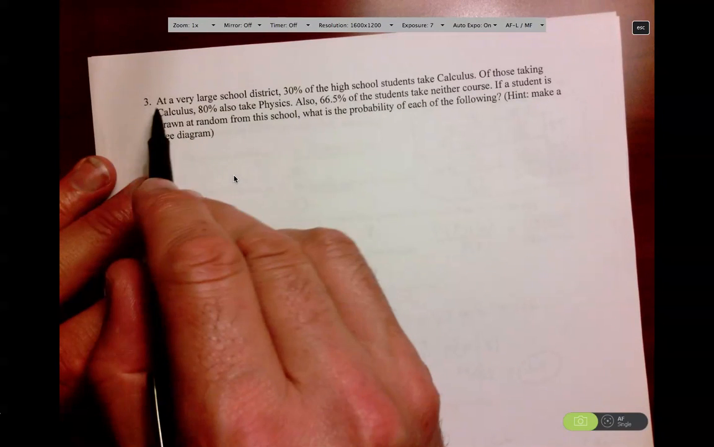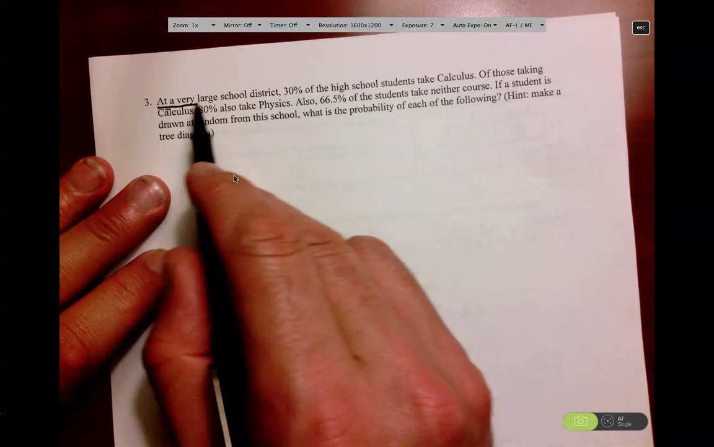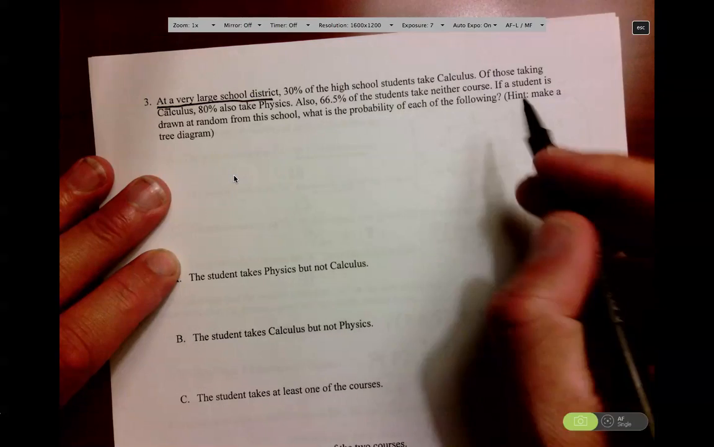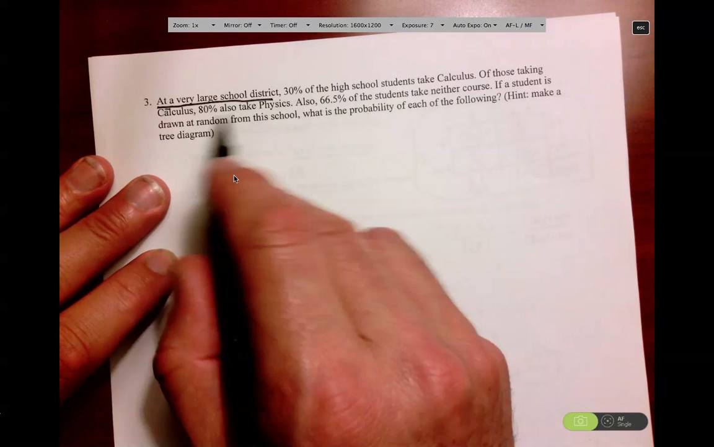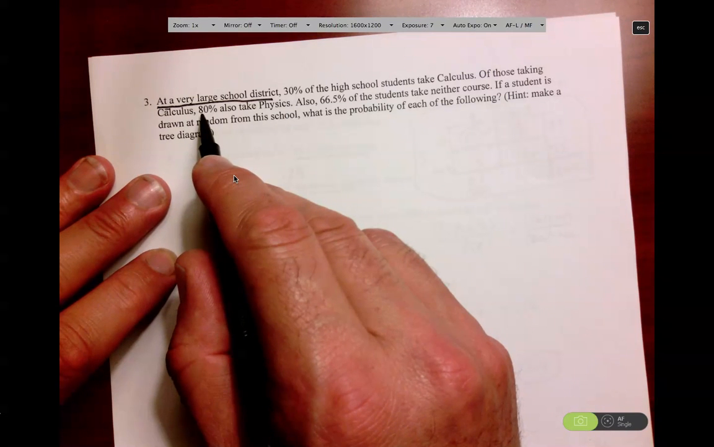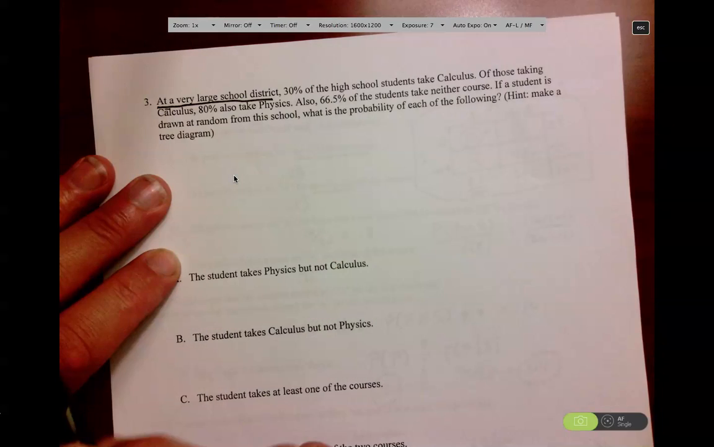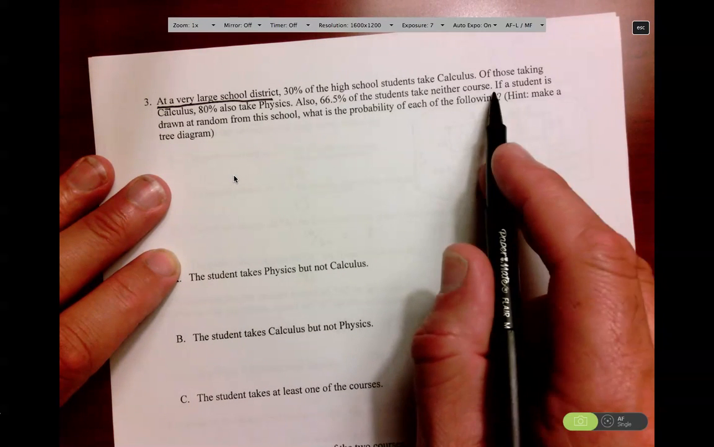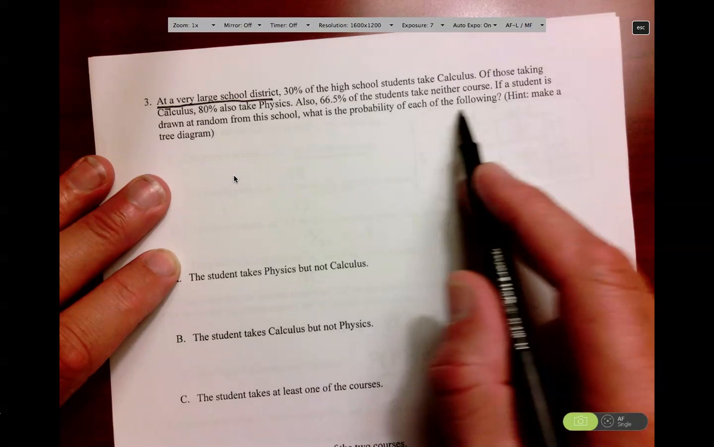Okay, this one says, at a very large school district. Okay, so we're saying that there's a whole bunch of kids in this district, and 30% of them take calculus. Of those taking calculus, 80% also take physics. Okay, so this 80% is a conditional probability. It's the probability of taking physics given that they take calculus. Also, 66.5% of all students take neither course. If a student is drawn at random from the school, what's the probability of each of the following?